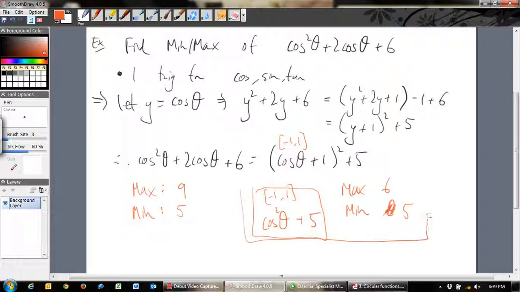So just be careful when you're working with ranges of negative 1 to 1, and that's minimums and maximums. I'll do some more of those in class. Thank you.